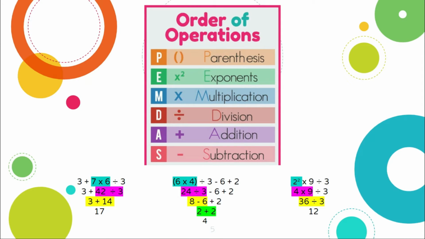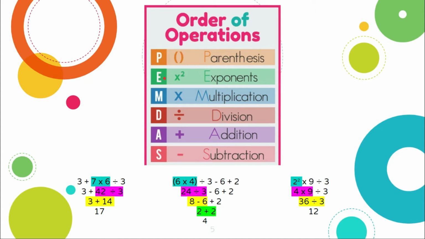The order of operations is something I'm sure you have worked with before and you're familiar with, so we're going to quickly go over it. It's represented by the acronym PEMDAS. These letters stand for the operations and the order in which they have to be done. So the letter P in PEMDAS tells us to solve anything that is inside the parentheses first.